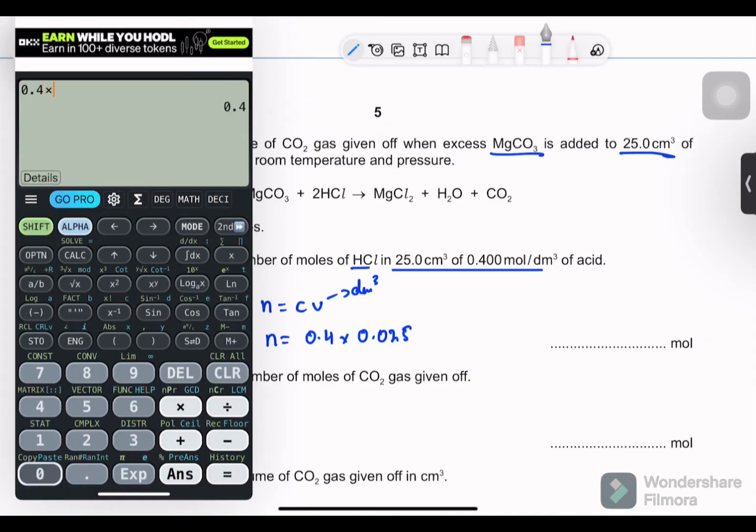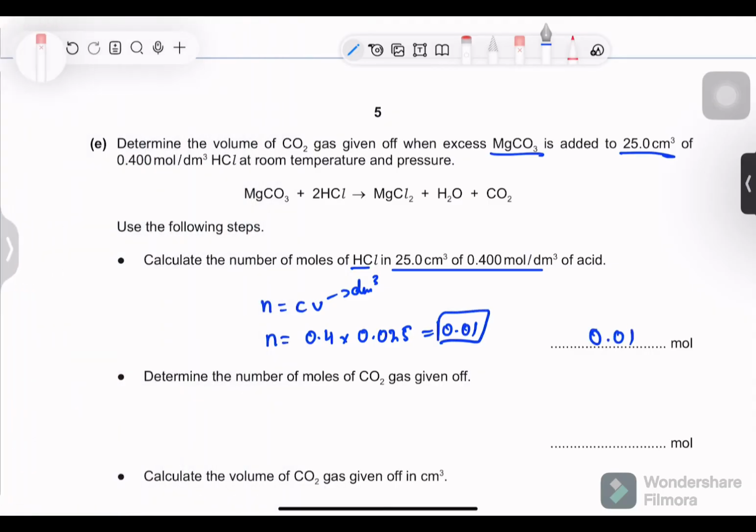So the answer will be 0.4 times 0.025, which is 0.01. Next, determine the number of moles of carbon dioxide gas given off. So the mole ratio of HCl to carbon dioxide is 2 to 1, which means that the number of HCl moles will be divided by 2, or maybe we can do it directly. We should do it like this, X, because this is carbon dioxide and this is HCl. So X will be 0.01 times 1 over 2, which will be basically 0.005.